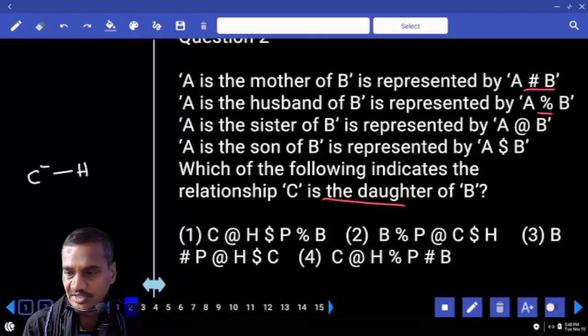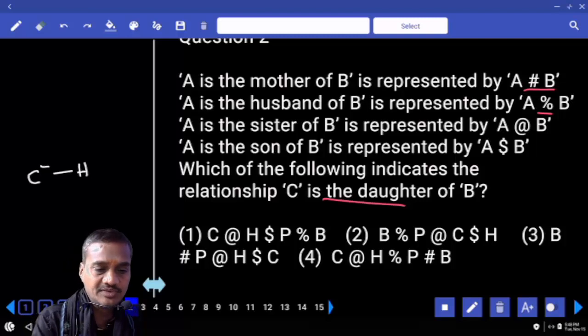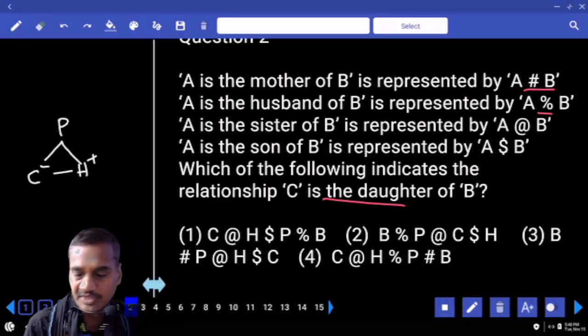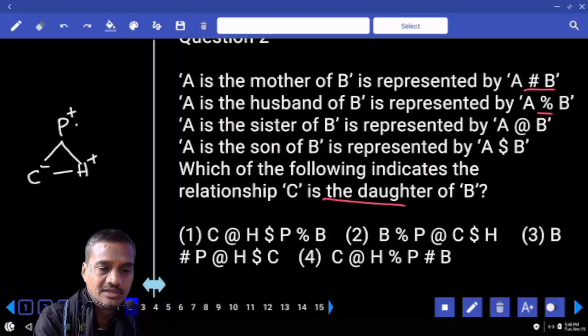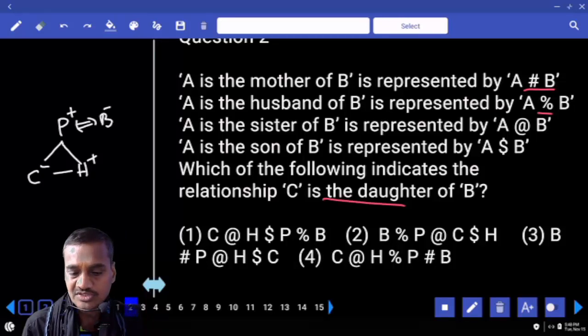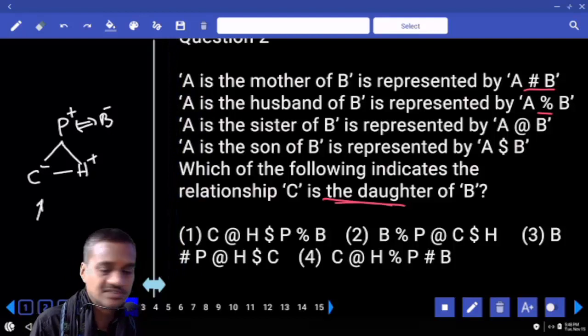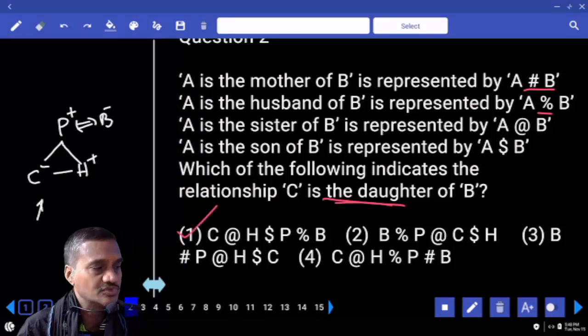And H dollar means H is the son of P. Now C and H are the children of this P. P percentage means P is the husband of B. P, a male, is the husband of B, a female. Then what is your answer here? C is the daughter of B. Are you getting the answer or not? C is the daughter of B. Hence choice 1, question number 2.